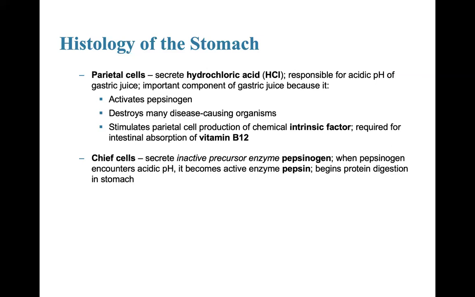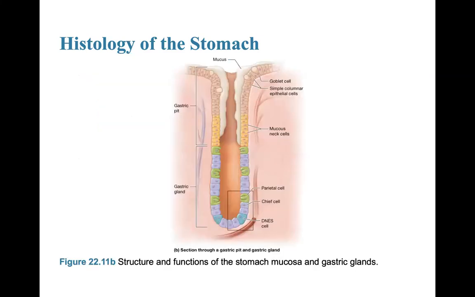Okay. The third type of cells are the chief cells. These are going to secrete an inactive precursor enzyme referred to as pepsinogen. When pepsinogen encounters the acidic pH, the HCl, it becomes an active enzyme referred to as pepsin, and pepsin will break down proteins. Okay, so here you can see a picture of one of the gastric pits, and you can see these various gastric cells that line this pit, essentially secreting various secretions, all of which become gastric juice.